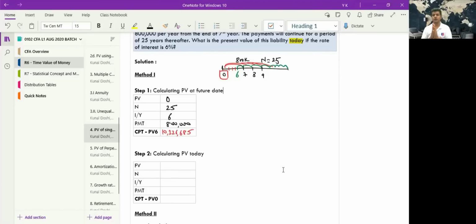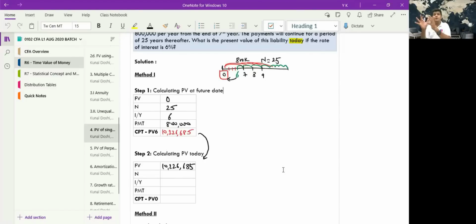Correct? Everyone? So guys, what you have as PV is now going to become your FV. Everyone with me? You can either do it this way, directly pressing FV, or you can store this and then again put this amount as FV. You can do both ways, no problem. Everyone, so now this is my FV, correct? But this is at year 6. So from year 6, I'm coming back to year 0.